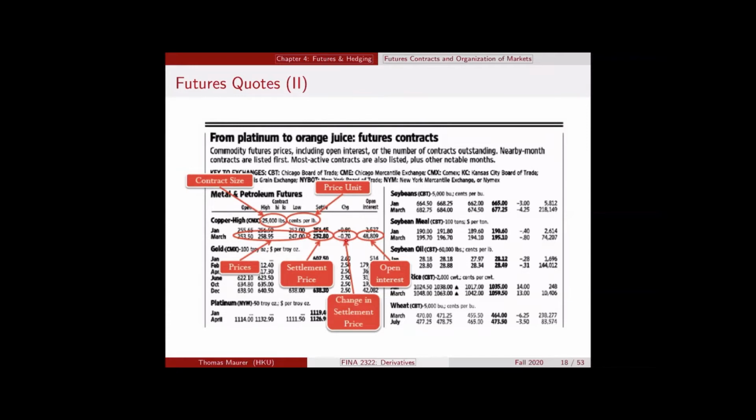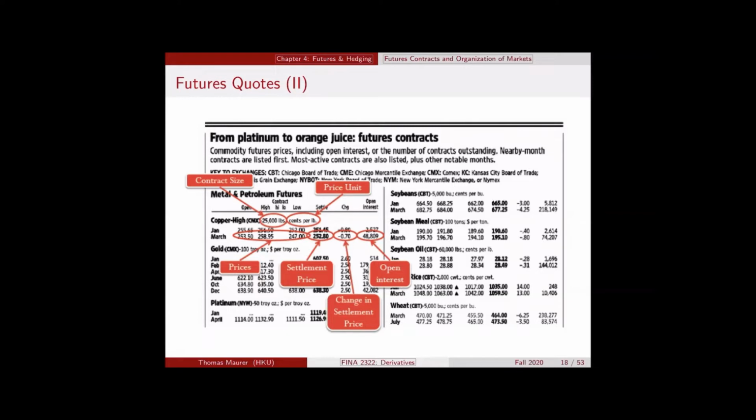Then we have the change in the price. That's the change in the settlement price from the previous day to today's settlement price. And the minus 0.7 means that if you're a long position in one futures contract with expiration in March, then you have to pay 25,000 times 0.7 cents, or that's $175 on this particular day to the short position. Or in other words, the exchange will deduct $175 from your margin account.